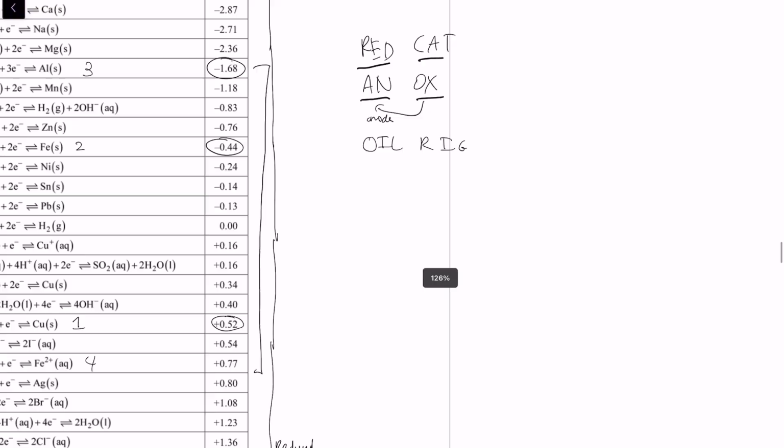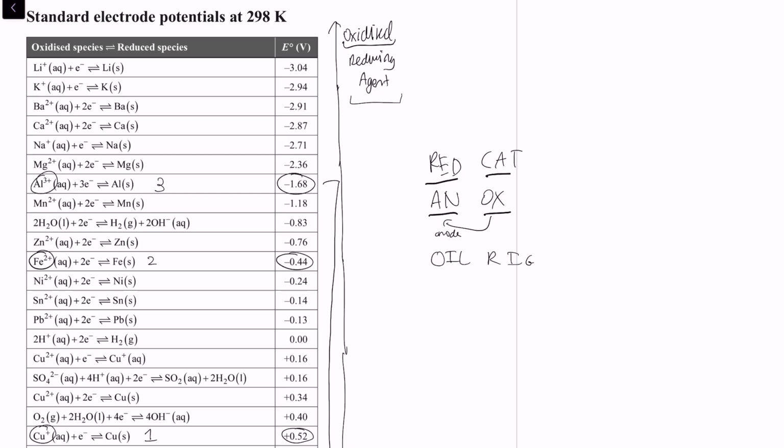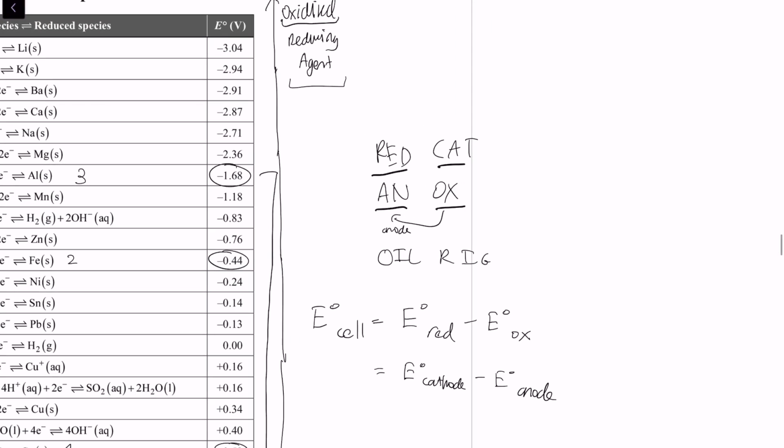But this is also something you can write down, as I said, on the formula sheet during the start of your writing time: the E naught of the cell is equal to E naught of the reduction minus the E naught of the oxidation. In other words, we're trying to find the E naught of the cathode, because red cat, minus the E naught of the anode, because an ox, in our mnemonic that we have up here.